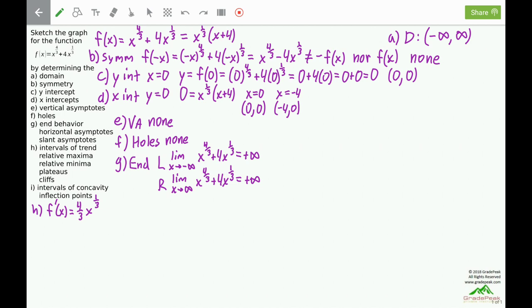For the second term, power rule, bring down the 1/3, times it by 4. Multiplying the numerators, 4 times 1 is 4. So it will be a 4/3 x raised to the power 1/3 minus 1, 1/3 minus 3/3, which is -2/3.